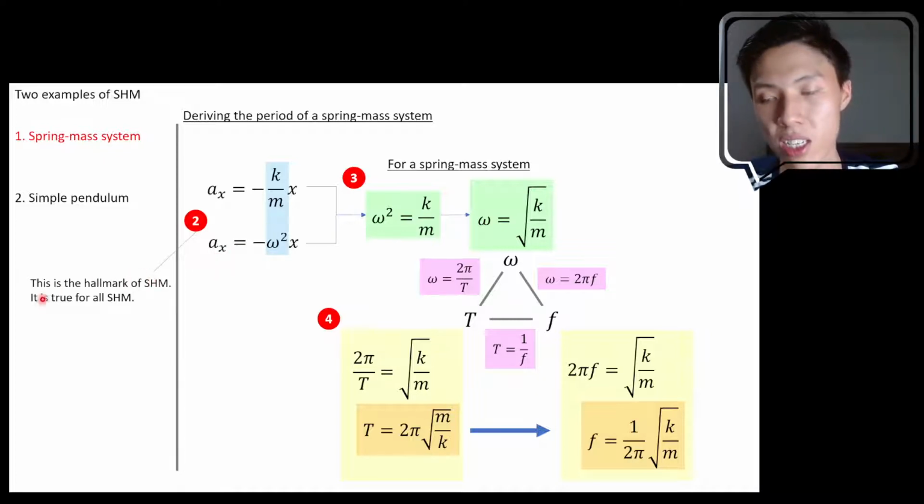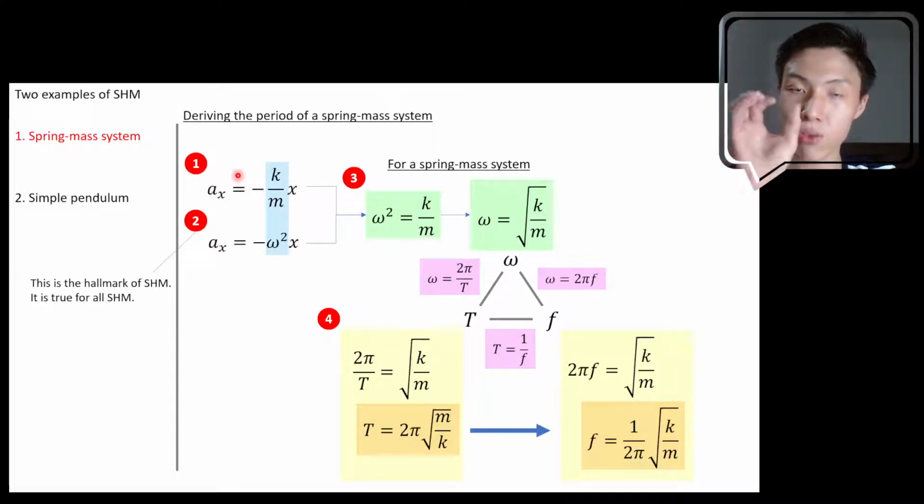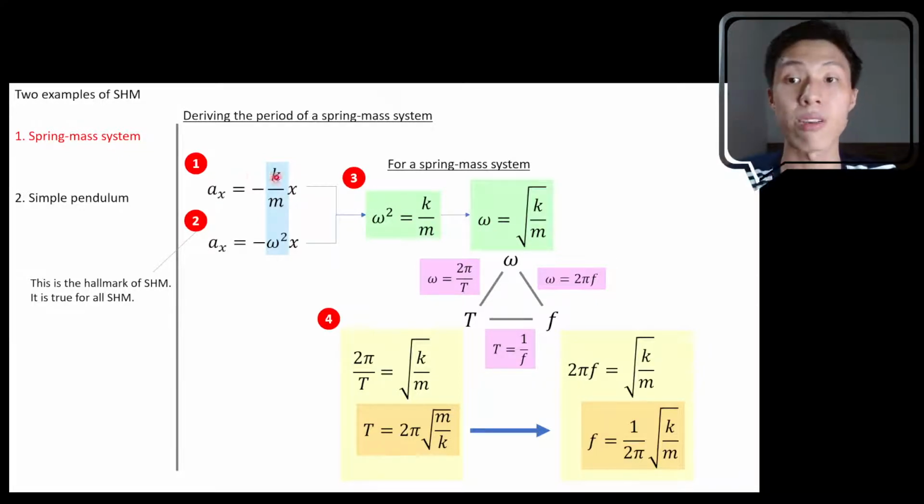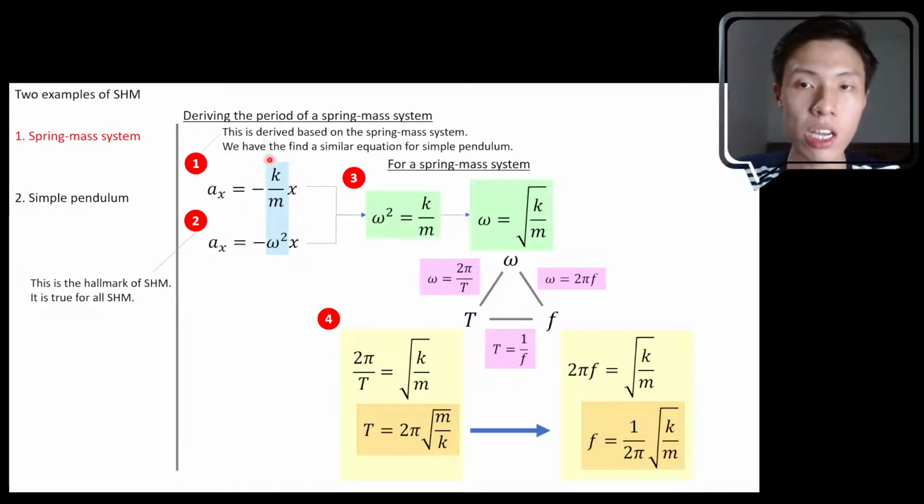Because this is the hallmark of SHM, we know it's true for all SHM. So this is a general equation. But the first equation above is derived based on a spring mass system. We look at the restoring force of a spring, which we know is negative kx, and from there we derive this equation. So this equation is derived based on the spring mass system.